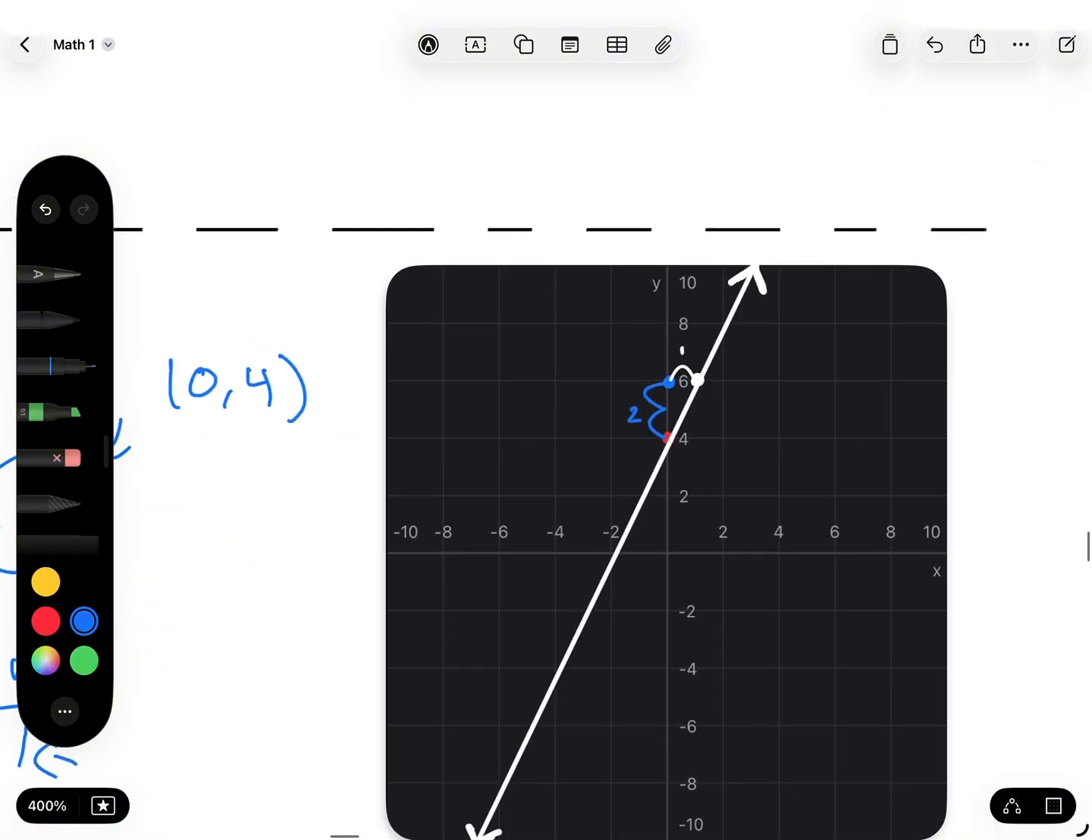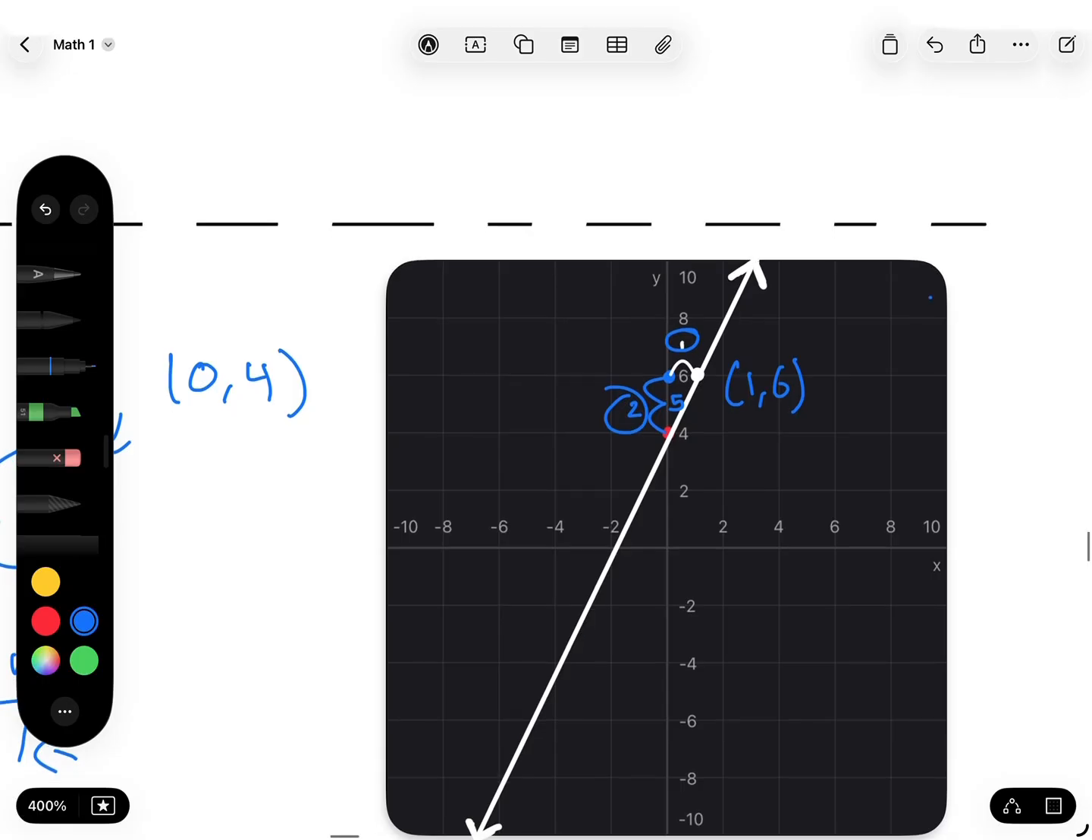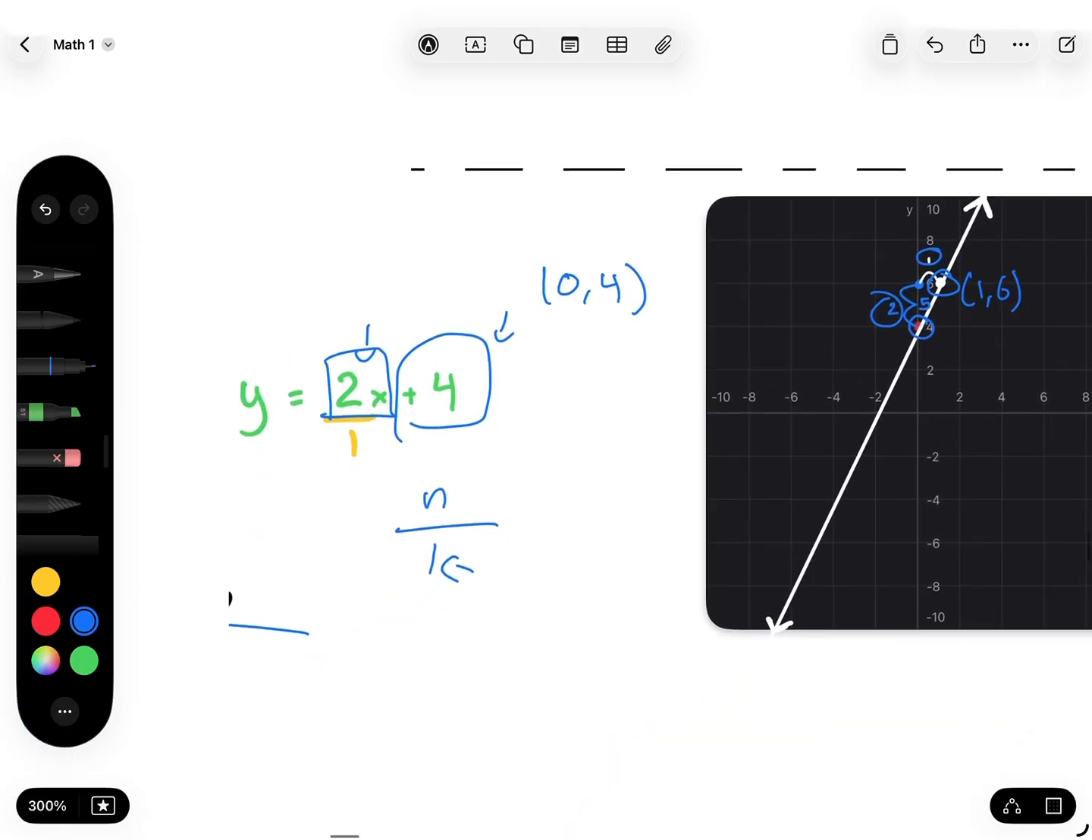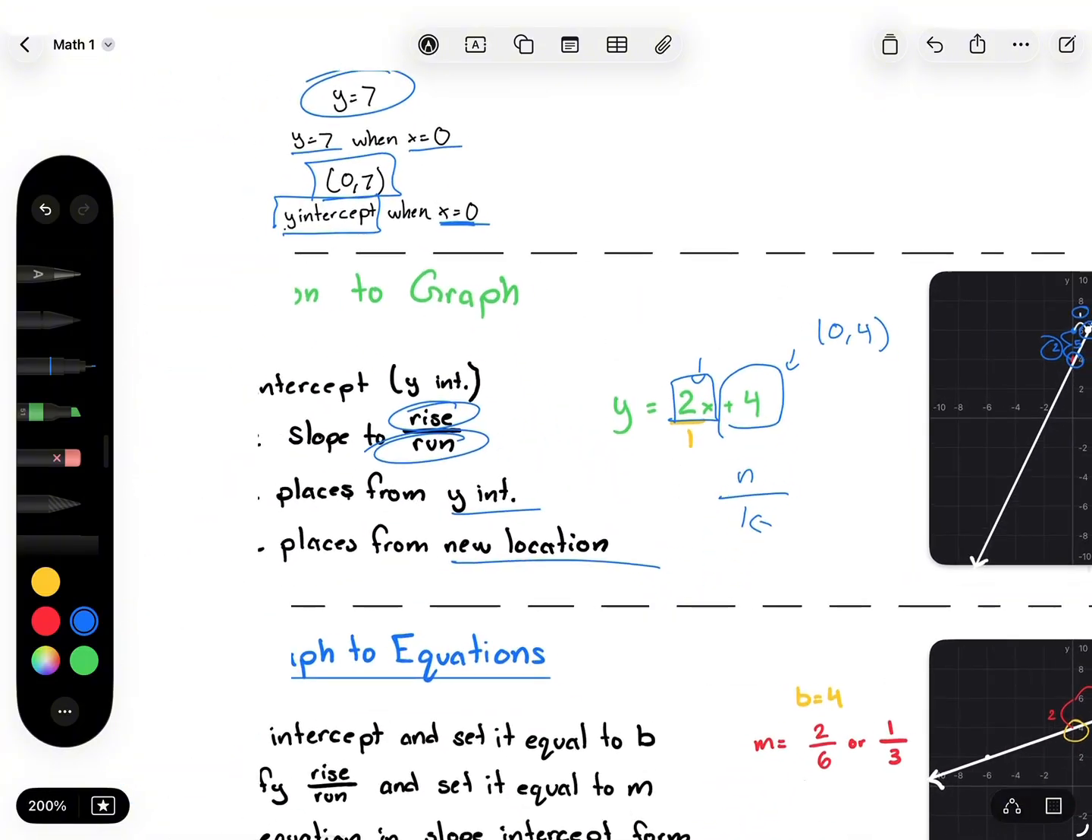So first, as I show here, we rise 1, 2. Remember that there is a 5 here. And then that's rising, and now we run 1, which leaves us at this new point, which is 1, 6. Next, we just draw a straight line that crosses this point and that point. All right, hopefully that makes sense.